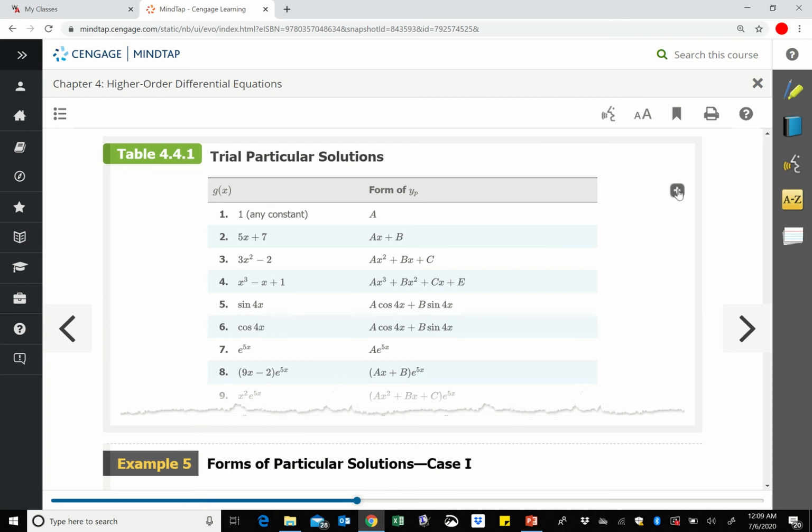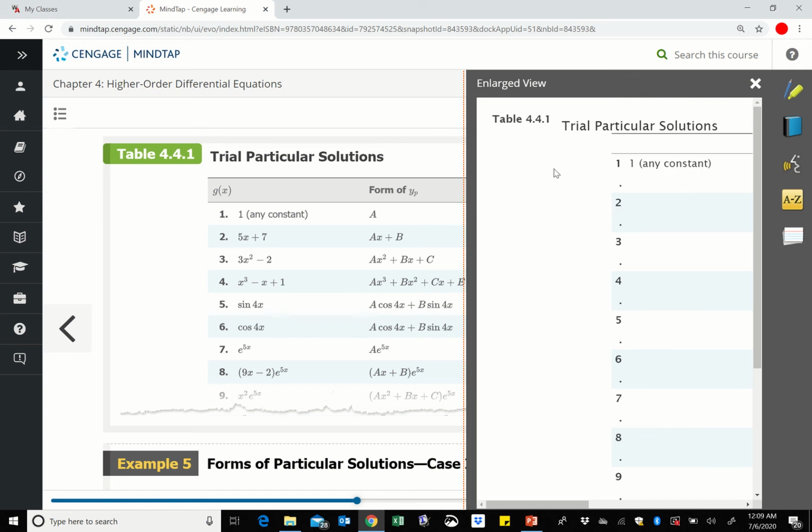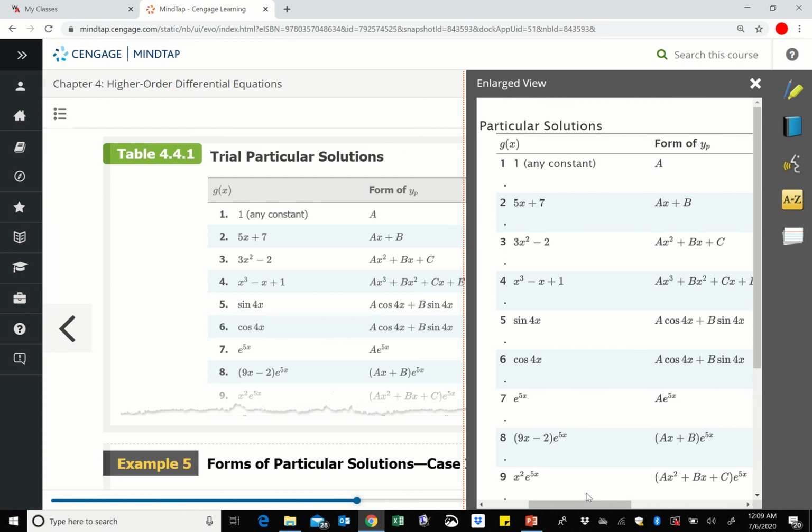The next thing I want to highlight, and I'm going to post this in D2L, are some of the suggestions. So this is going to be what we call case 1. What happens when there's no overlap between g of x, or the pieces of g of x, and our complementary solution?